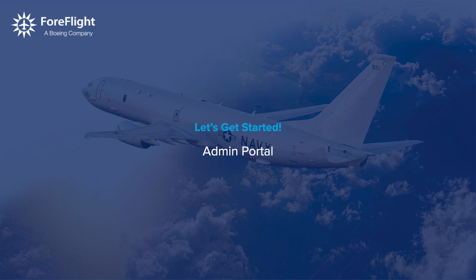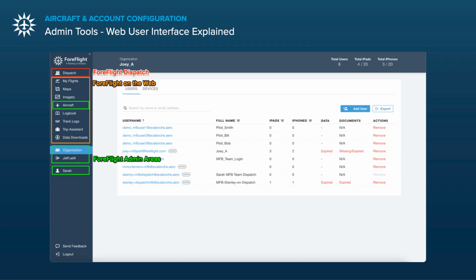So let's get started with discussing the admin portal. When we're discussing the user interface, the admin features are all housed on our website at plan.foreflight.com. We do this to allow a centralized location to manage the users and aircraft profiles on group accounts.